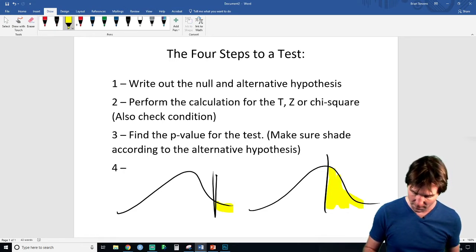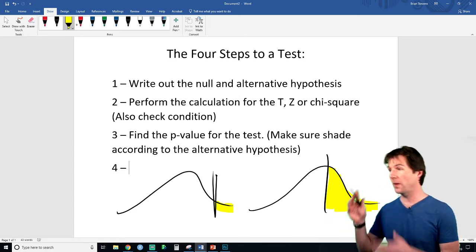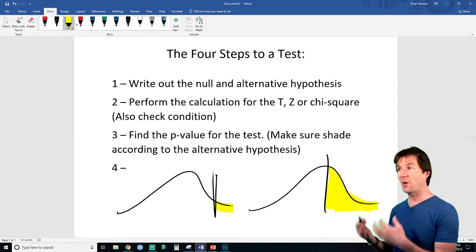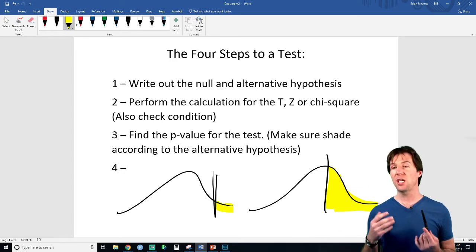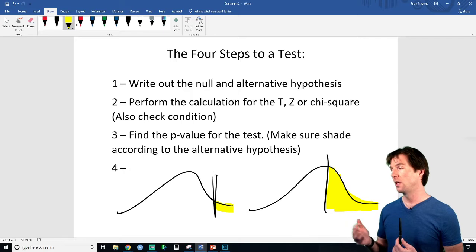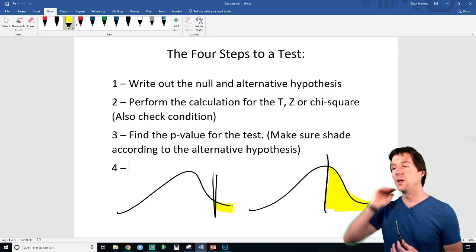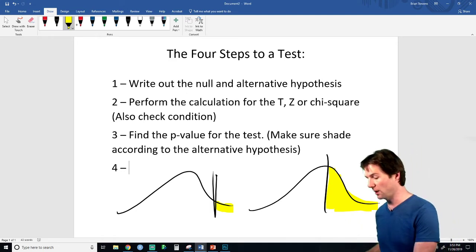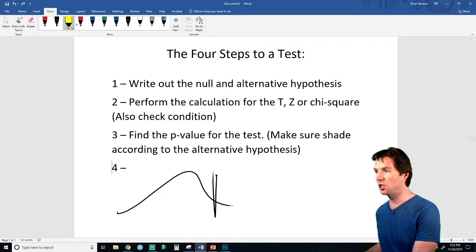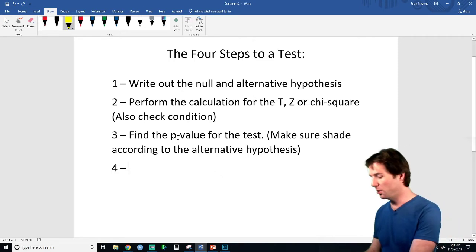So once we find the t or the z, which is where the line is at, and apparently we're doing a right-tailed test for just this theoretical problem, we will then shade the area under the curve to the right, to the left, or both sides. More on that as we go through testing. But what we have right here is the p-value. From here, we will do one of 2 things. We will either reject or fail to reject the null. So state your conclusion.